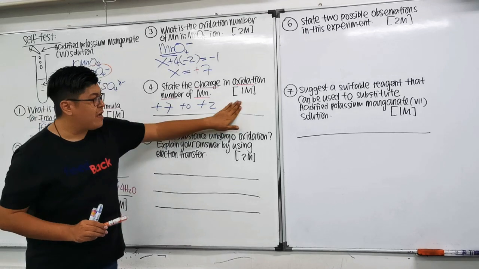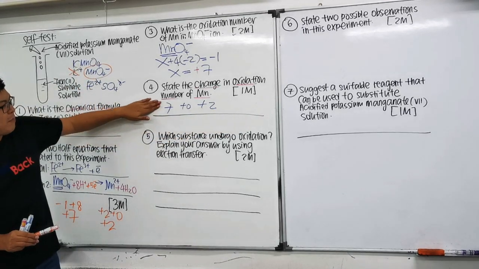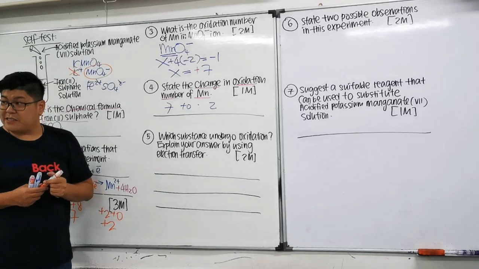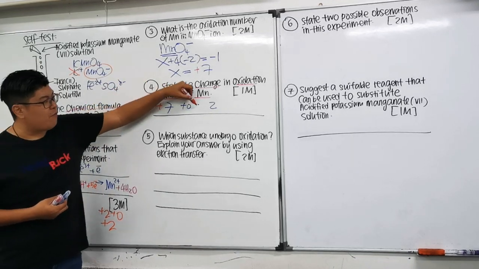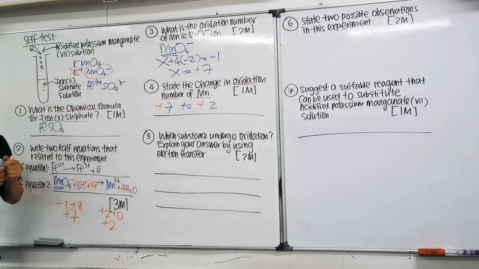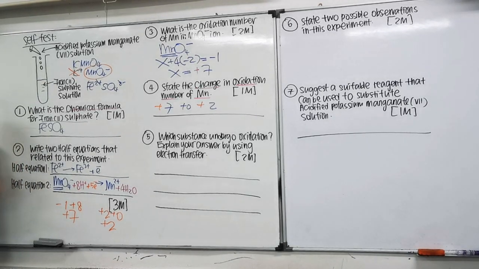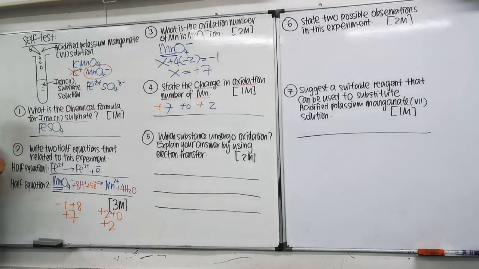Yeah? Alright, same thing. If you forgot to write the plus sign here, you write 7 and 2, 0. No mark. Understand? So that's how important it is for you all to put a sign for your oxidation number. I hope you understand that. So far, okay? Any questions so far? Okay? Alright, we have 3 more sub-questions to go. Let's finish it. Okay? Next one.